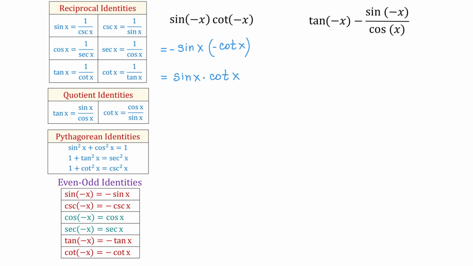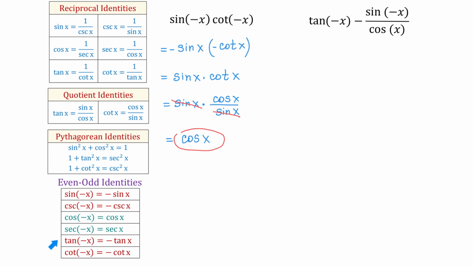Now using the quotient identities, let's write cotangent of x as cosine of x over sine of x. So now we will have sine of x times cosine of x over sine of x. Then sine of x will cancel, and the simplified expression is cosine of x. Now let's simplify the second expression.